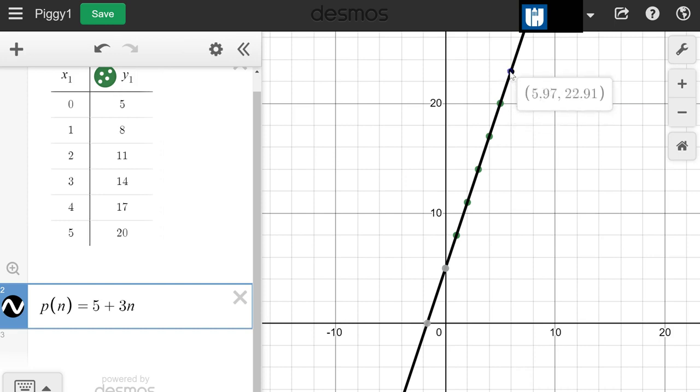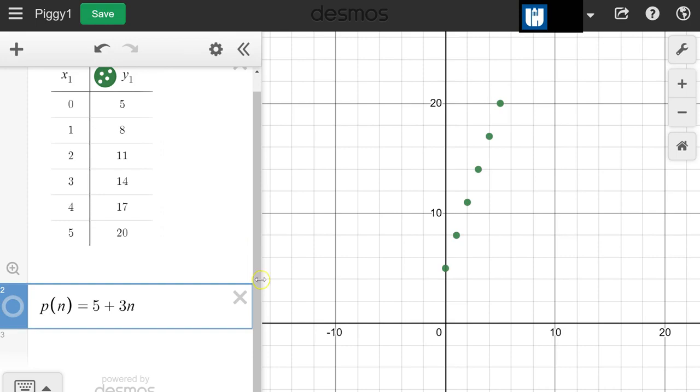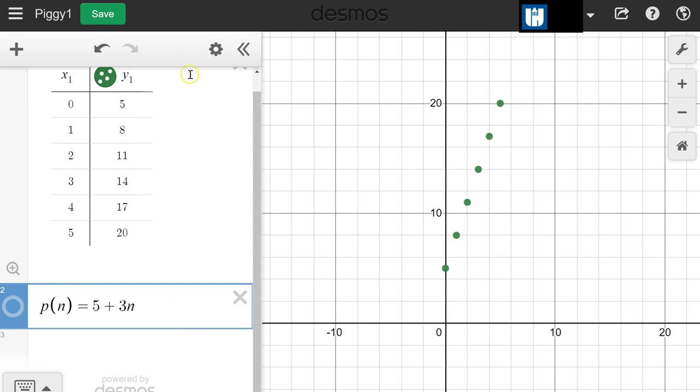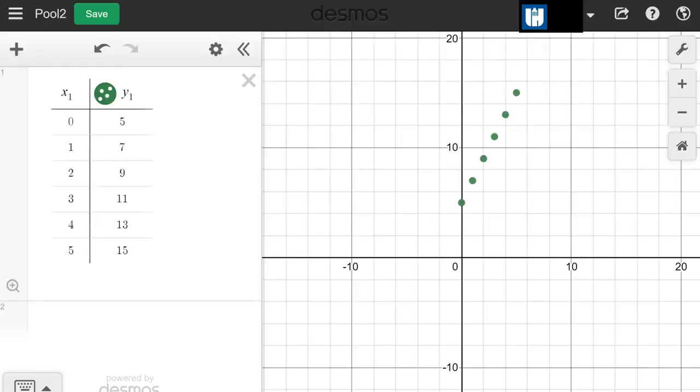I would only want to consider the points like 6, 23, because it's a whole number input, which consequently yields a whole number output. So this is a discrete function. And a discrete function is a set of distinct values, whereas a continuous function is a set in which the elements can take on any value within the given interval. So to look at a continuous function, let's go on to problem 2.